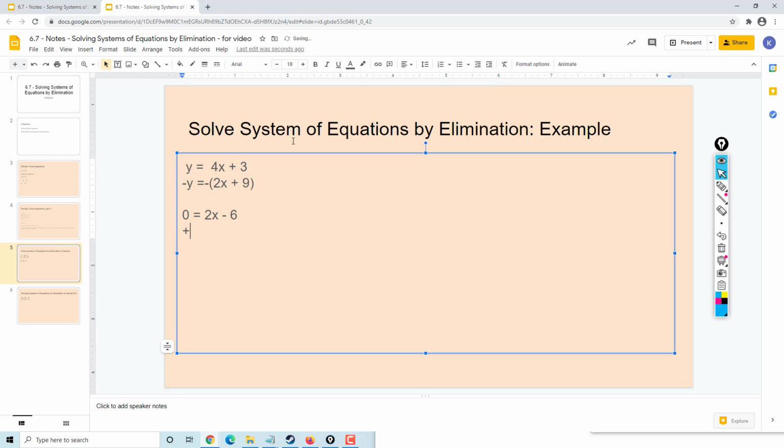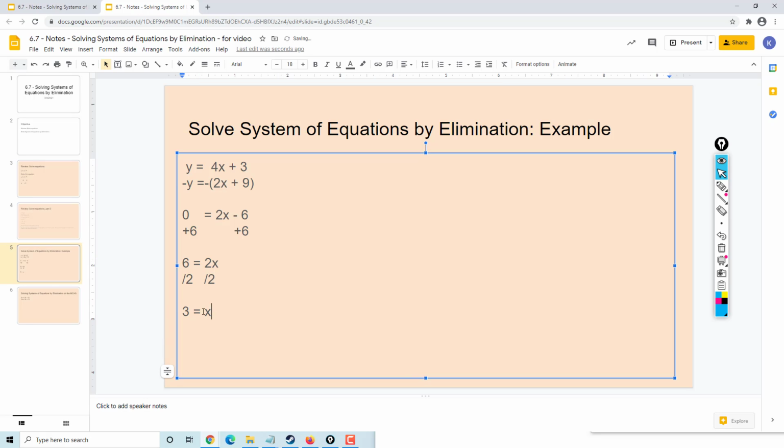I can add 6 to both sides. When I do that, I get 6 equals 2x. Divide both sides by 2, and I get 3 equals x. Okay. And if 3 is equal to x, I can go back to any of my equations.